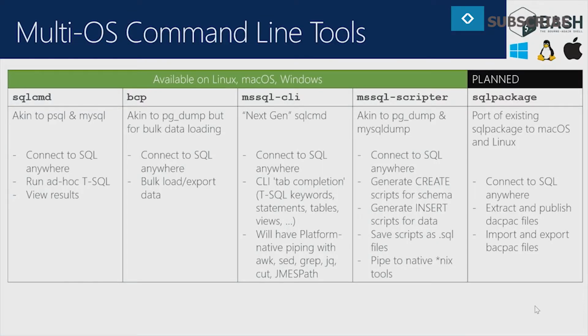CLI tools are very important to enable continuous integration and continuous deployment. MS SQL Tools, which is SQLCMD and BCP, now runs natively on Windows, Mac OS, and Linux. They are also used for interactive and non-interactive scenarios. MS SQL Scripter is a command line version of the Scripting Wizard in SSMS that can dump out schema and data in SQL scripts. It is Python-based and open source, and currently in public preview.